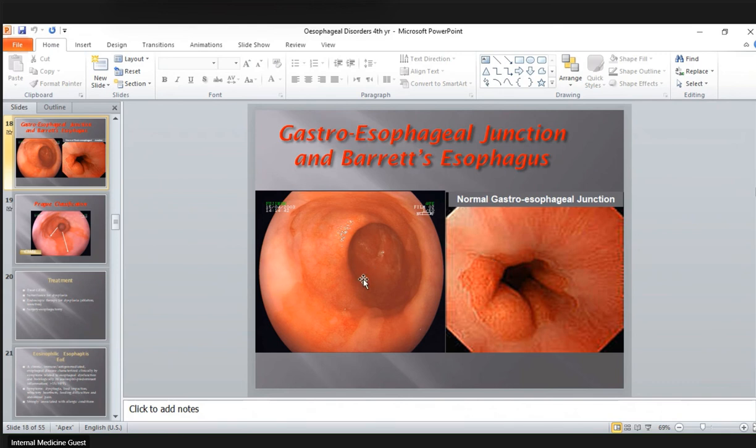Now look at this picture. The stratified squamous epithelium is in this area, but look at this area. It's all replaced by salmon-colored epithelium. This is columnar epithelium. This is typical Barrett's esophagus. So this type of change in the lower part of the esophagus is associated with increased risk of adenocarcinoma.